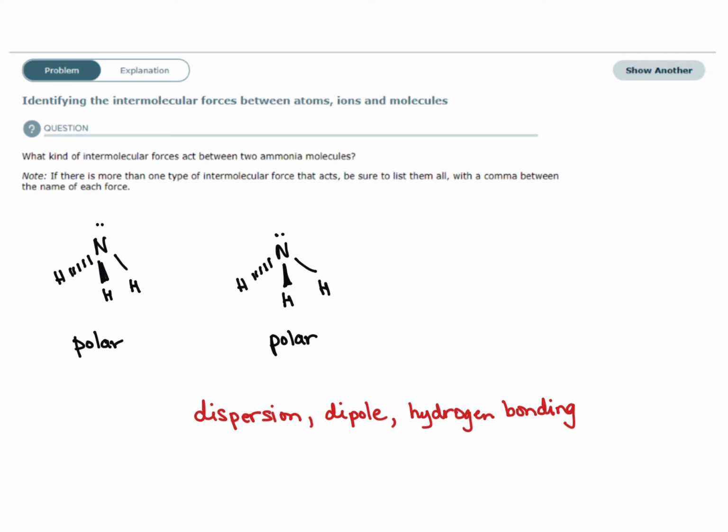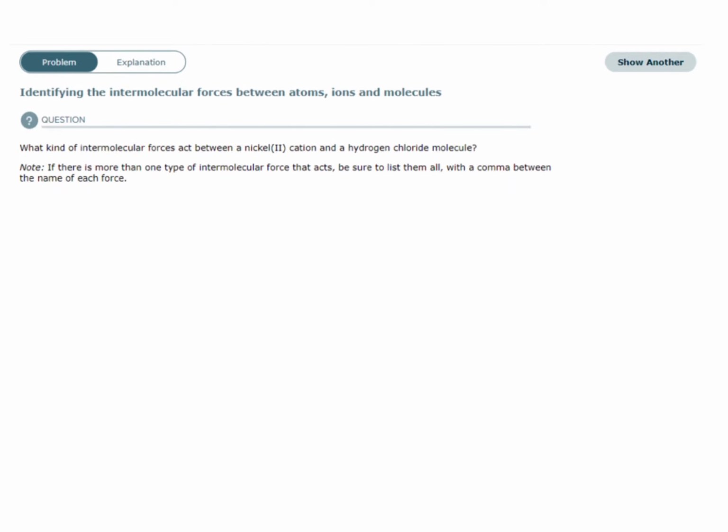Let's take a look at another example. What kind of intermolecular forces act between a nickel cation, a nickel 2 cation, and a hydrogen chloride molecule? So let's go ahead and come up with a structure. Nickel 2 is nickel 2 plus. And hydrogen chloride molecule looks like this. So this one, the nickel 2 plus, is considered an ion. And HCl is considered a polar molecule.